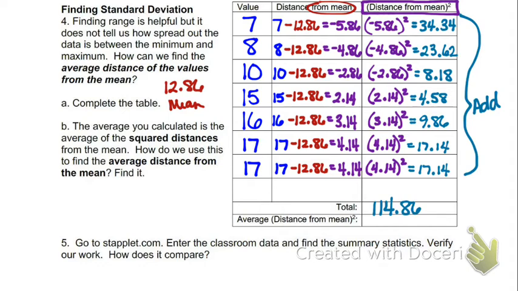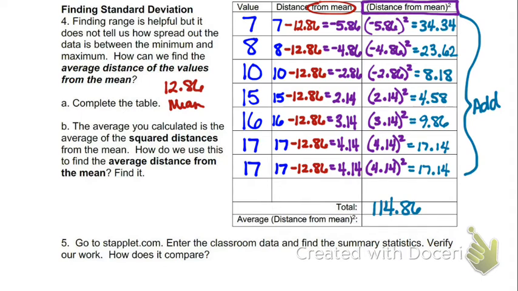17, 14 twice, 9.86, 4.58, 8, 18, 23.62, 34.34. All right. So that is the total of all of my distances from the mean squared.